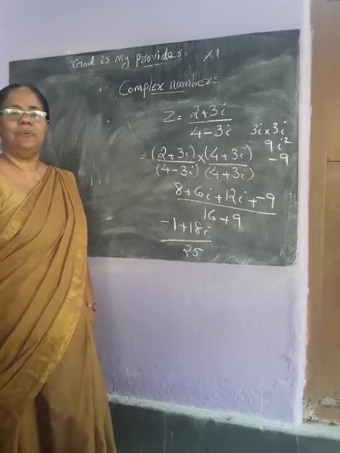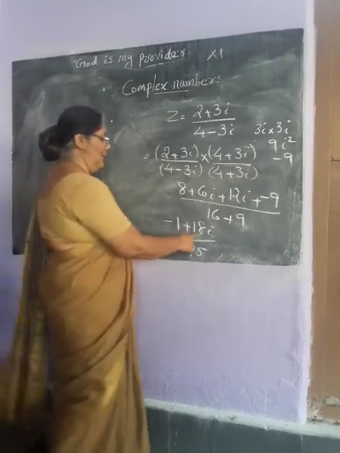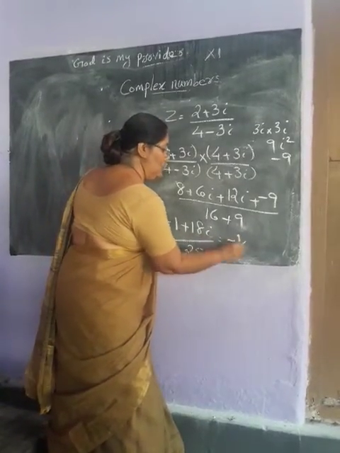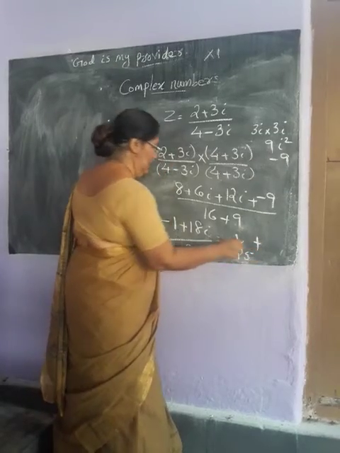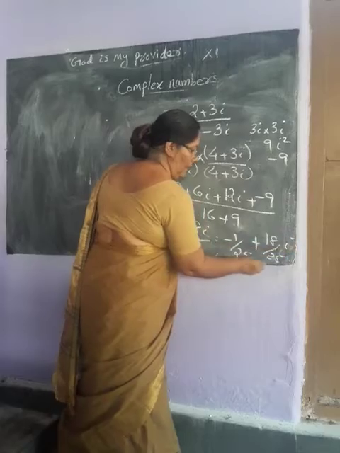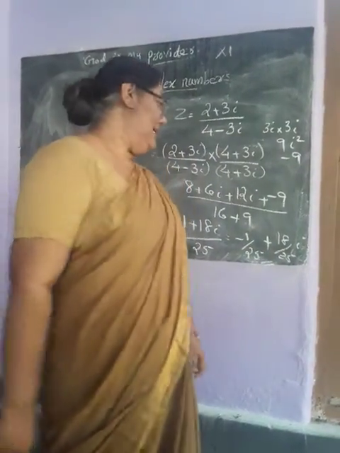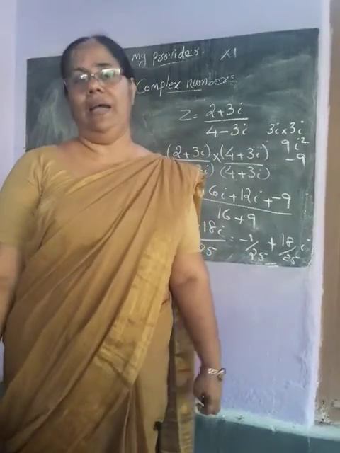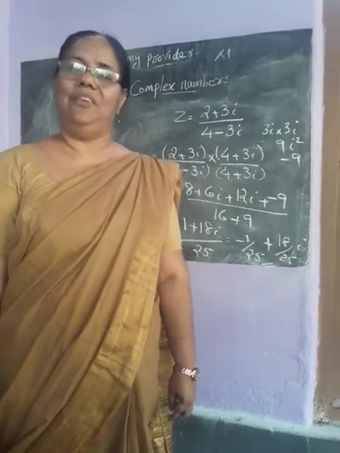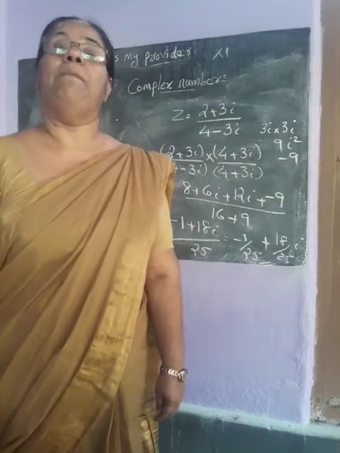Now, what to do? Separate the real part and separate the imaginary part. Minus 1 by 25 plus 18 by 25. Listen, here we write the question in which form? Of the form a plus ib.